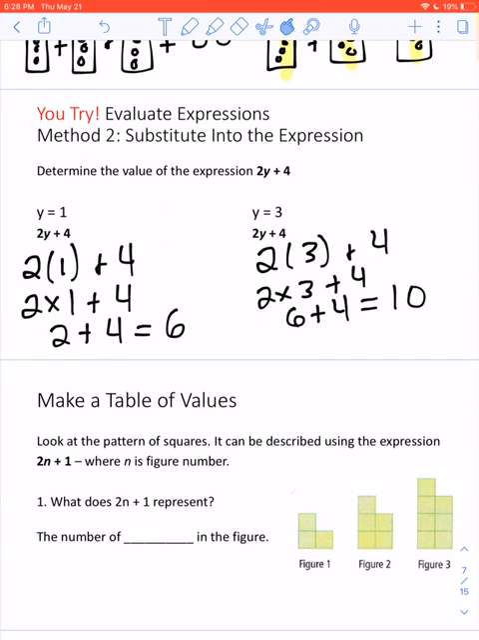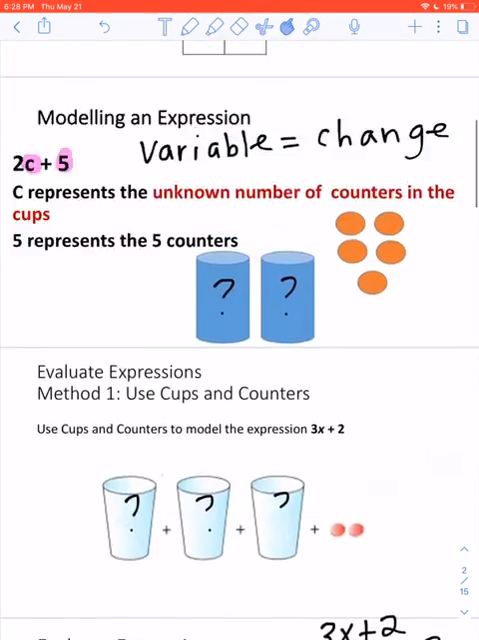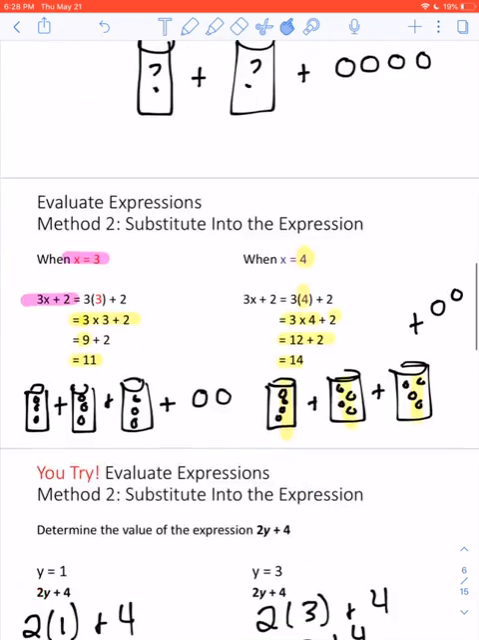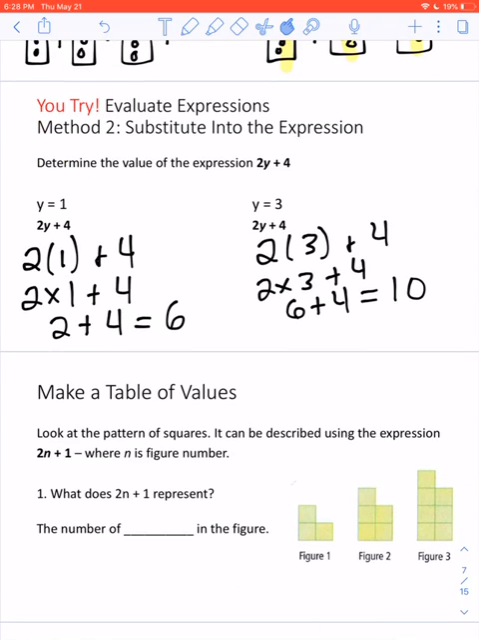Next step, make a table of values. So table of values, to review, we looked up here. That's when we have a chart and we're looking at 2 sets of numbers in each column, okay? So let's scooch back down and give that a try. Look at the pattern of squares. It can be described using the expression 2n plus 1. So they're telling you that 2n plus 1 is kind of like the rule for this pattern. That's how they're going to keep increasing.